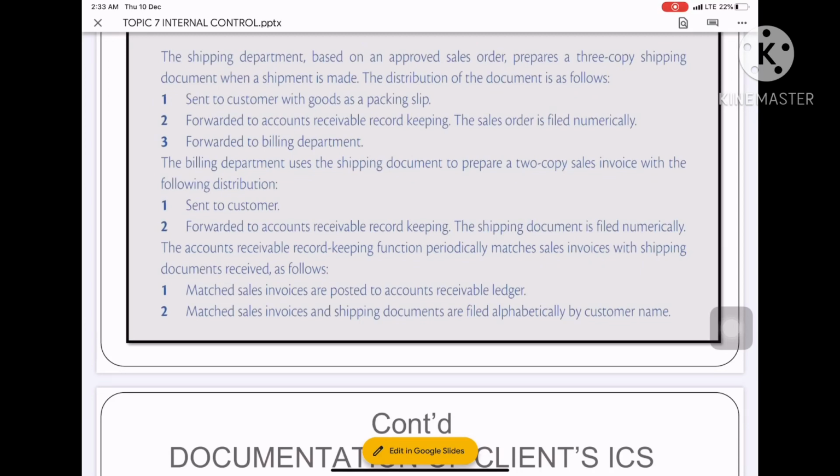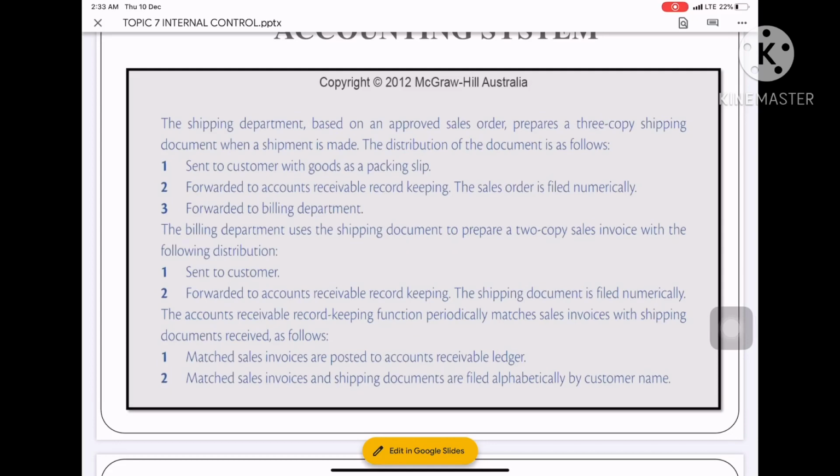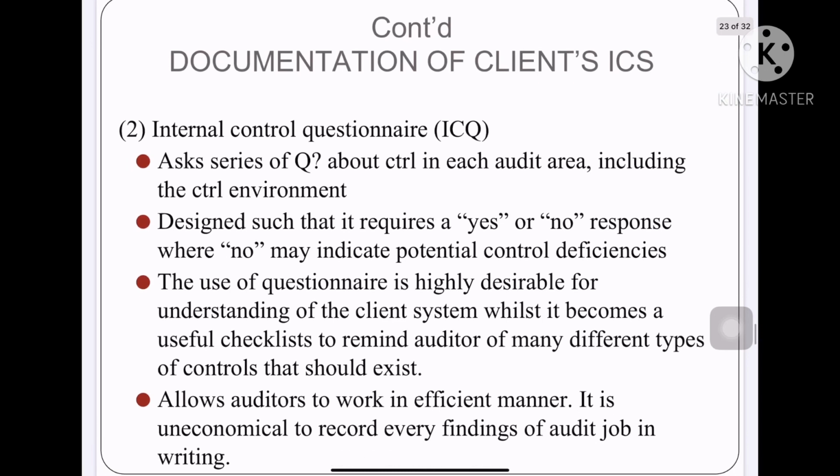So this is an example of a narrative. You have to state what kind of document, who prepares it, who it is sent to, where it is kept, and so on, the process and so on.